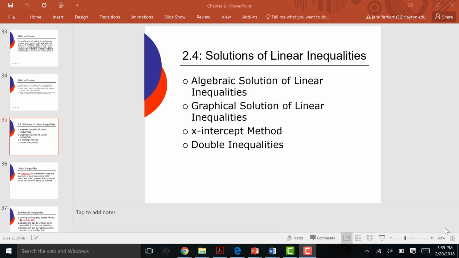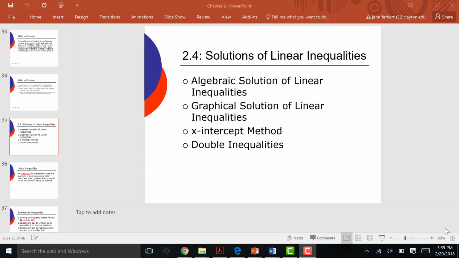All right. In the last section, you learned how to do systems of equations. Is that what we did last time? With substitution and elimination, right? Okay, we're also going to continue solving some things that are linear, but they're called linear inequalities.